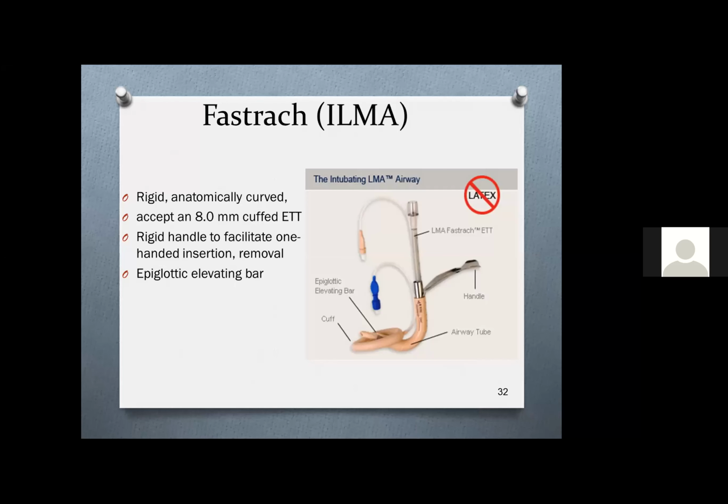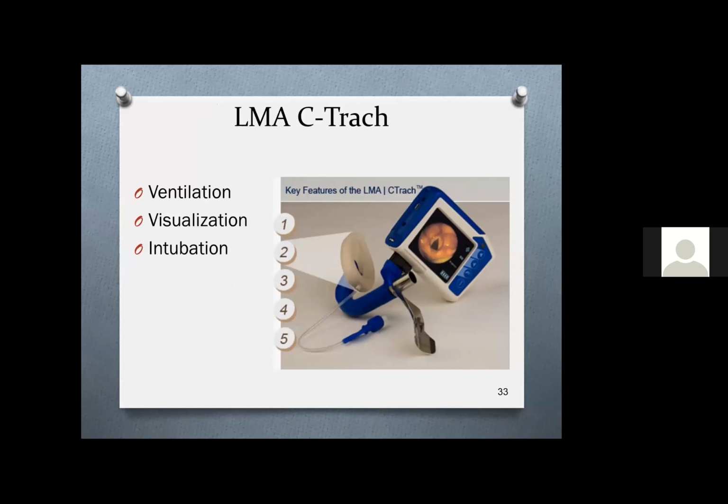This is the intubating. So you could see there is a handle. I don't know if you could see the pointer. I'm pointing to the handle. And there is an elevated part here. That elevated part will elevate the epiglottis. So when you put the tube in the LMA, it will go direct to the trachea. Very beautiful device. You don't have to have a lot of skill. You just put the LMA, then put the tube through it. And it functions very well.